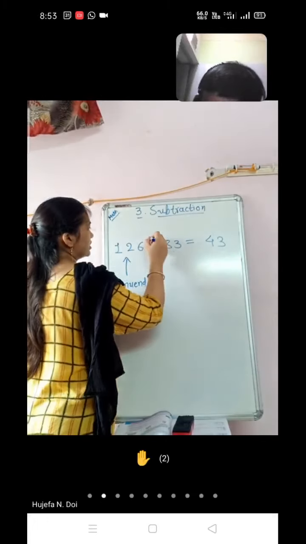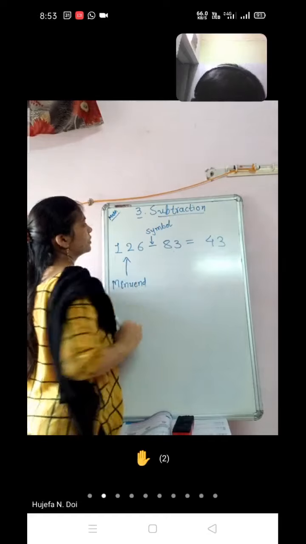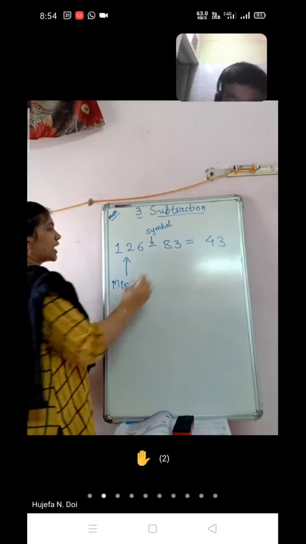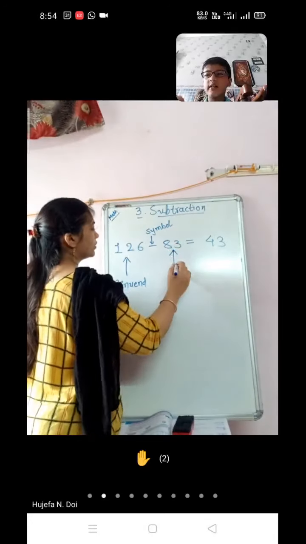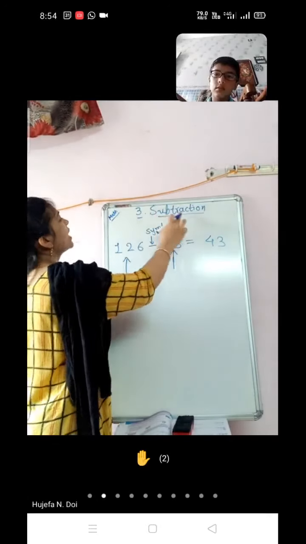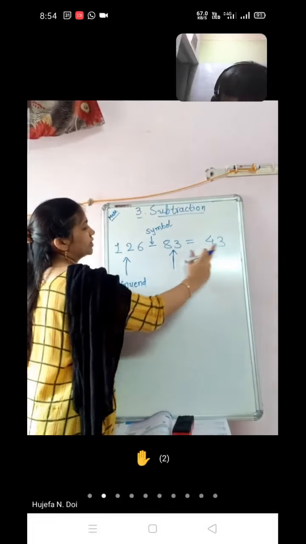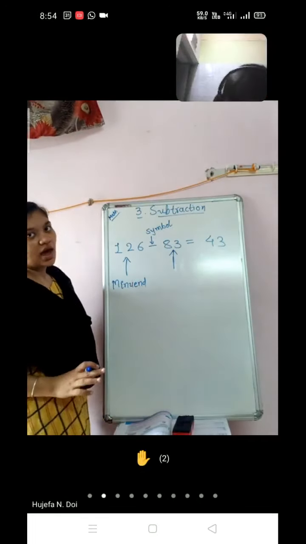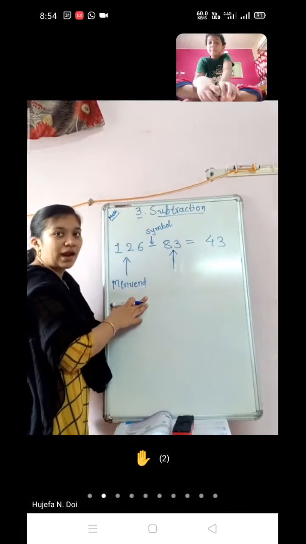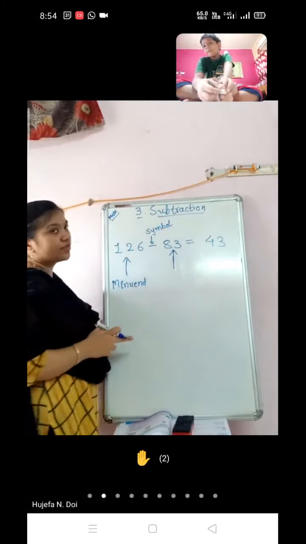This is the symbol of subtraction. Minus is the symbol of subtraction. Second number, ये लिखना है नोटबुक में चैप्टर नंबर 3 नए पेज से हेडिंग डालनी है सब्ट्रैक्शन. फिर आपको ऐसे लिखना है 126 माइनस 83 इक्वल्स टू 43. ऐसे आप लिखोगे. फिर आपको लिखना है 126 इज कॉल्ड द माइनेंड. माइनस इज द सिंबल ऑफ सब्ट्रैक्शन.